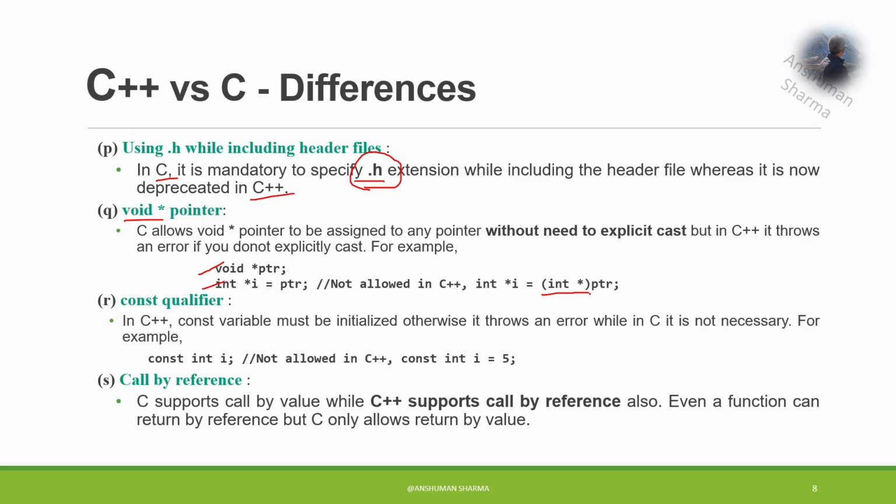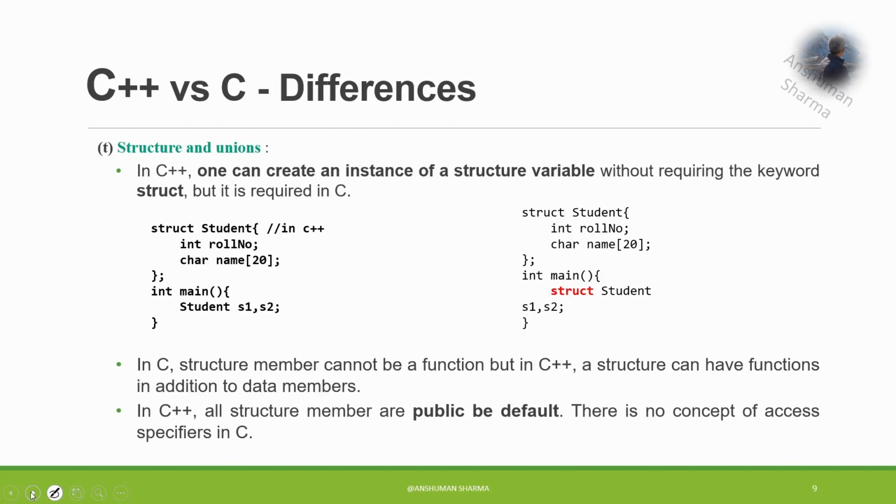Then in terms of the const qualifier, we can say that in C++, a const must be initialized, otherwise it will throw an error. So if you write this, it is allowed in C, but in C++ it is not allowed, and you will have to assign a value to this. So this is another difference between these two languages. Next is call by reference. In C++, using reference variables, a called function works on the original variables passed as parameters, rather than a copy, due to the call by reference feature, which is not available in C.